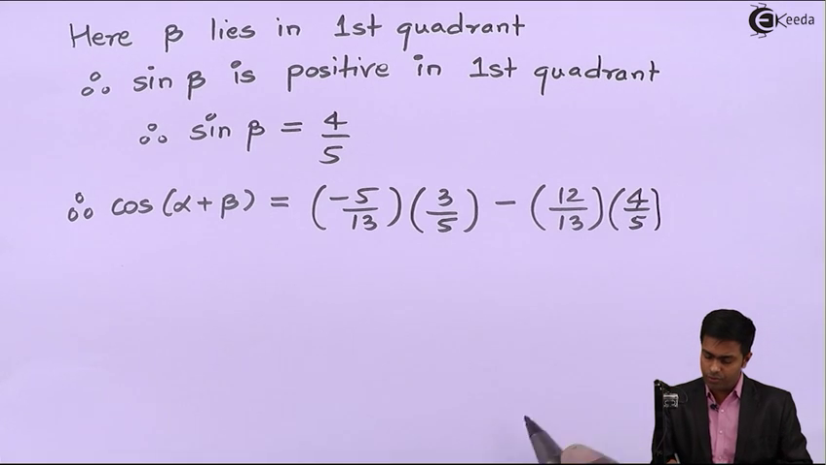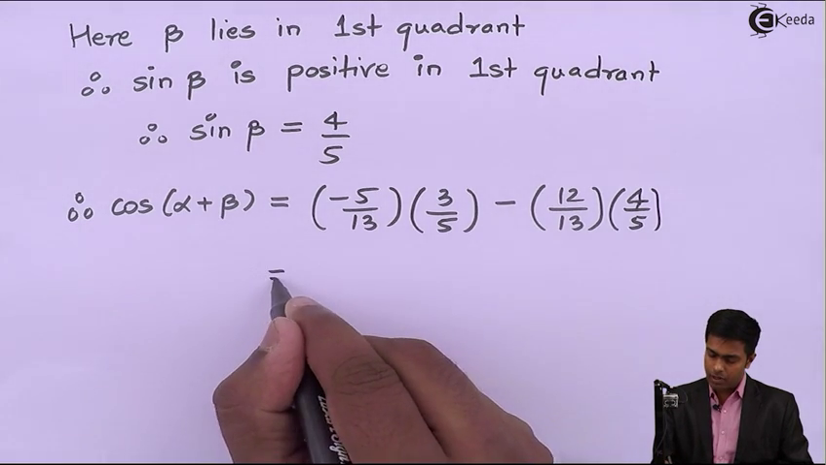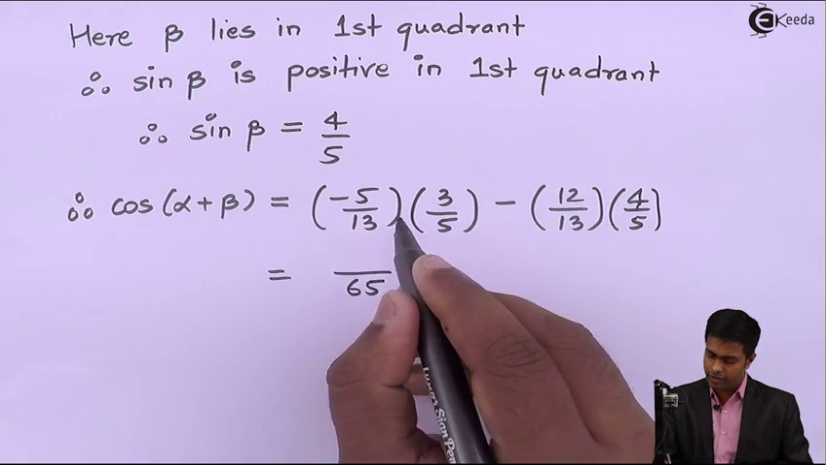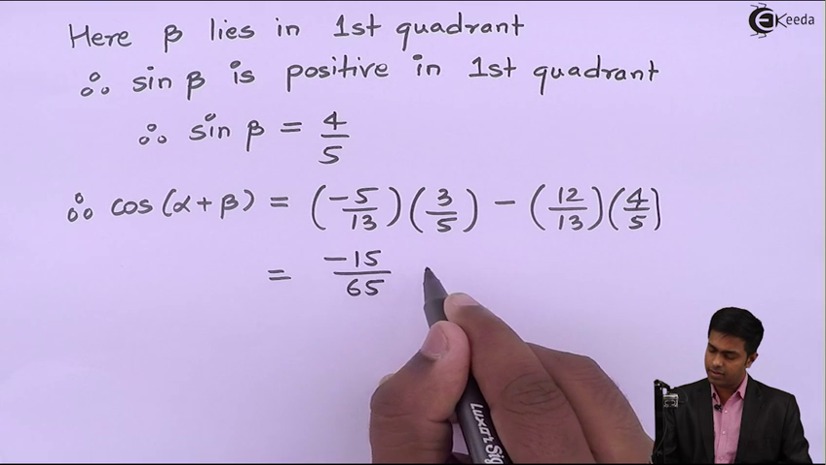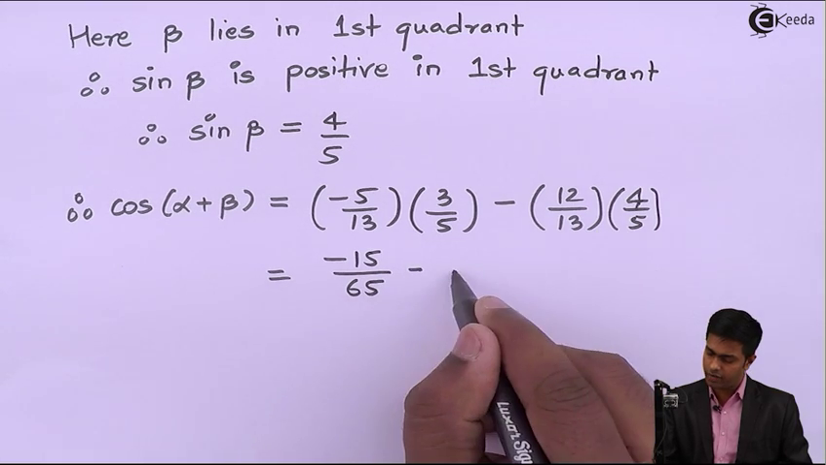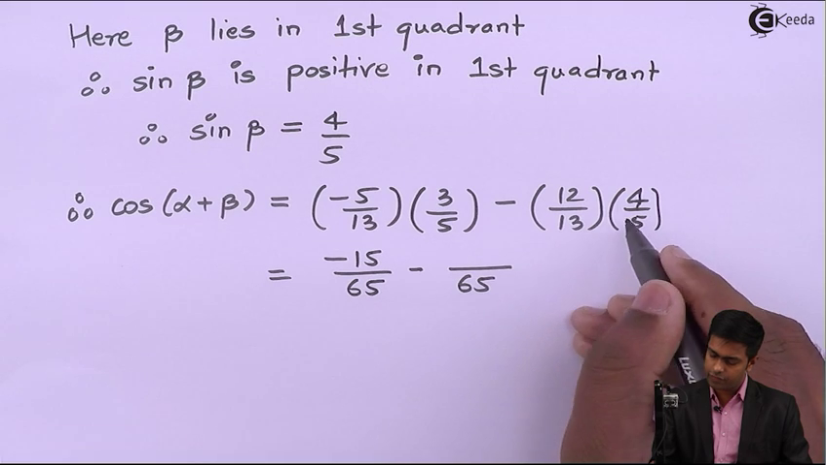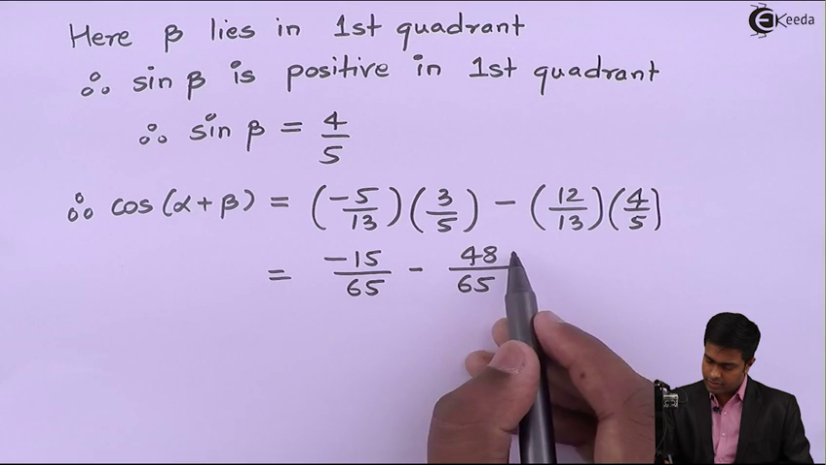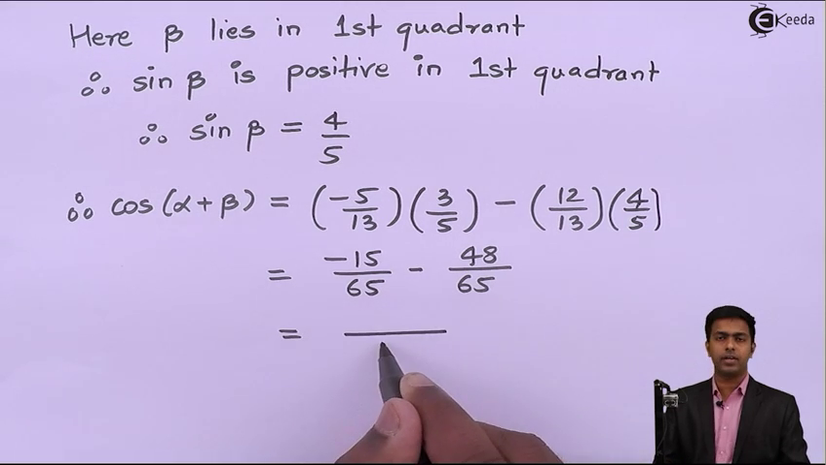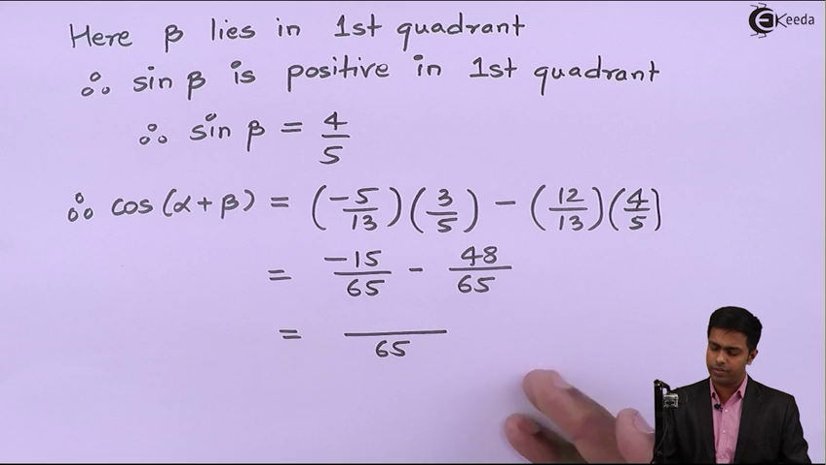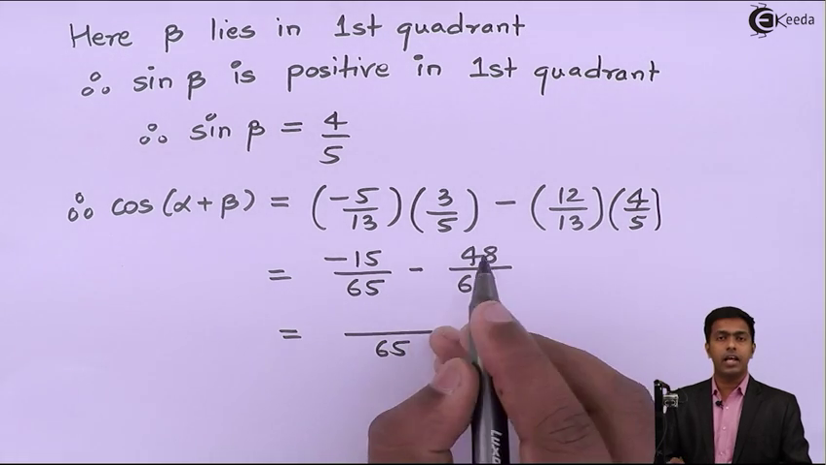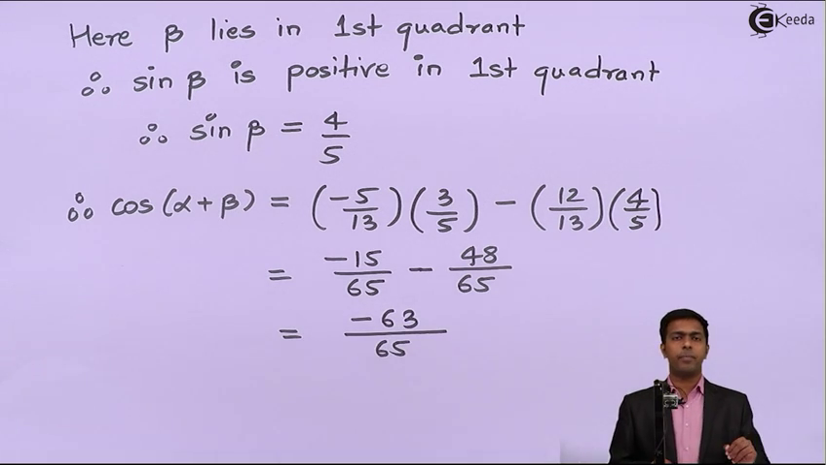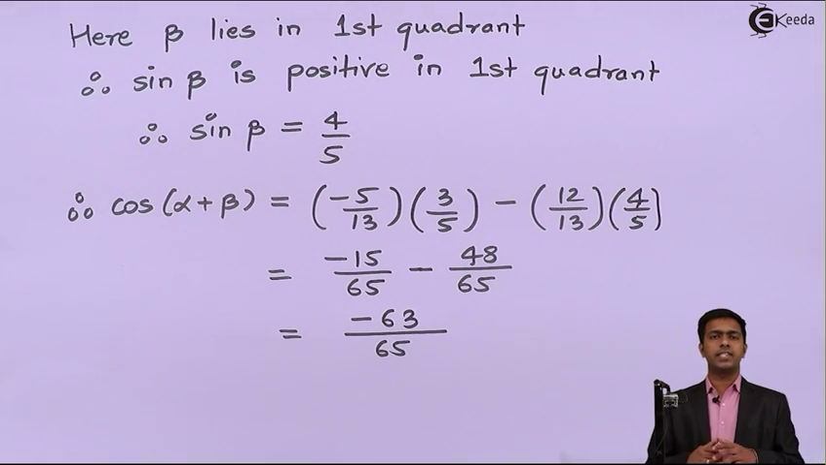So let's find out the value. This will become 13 fives are 65, and this is minus 15, minus again here we will get 65, and 12 fours are 48. Then we'll sum it up. Here we will get 65 as a common denominator, and if we add minus 15 with minus 48, then we get minus 63. So the value of cos of alpha plus beta is minus 63 upon 65.